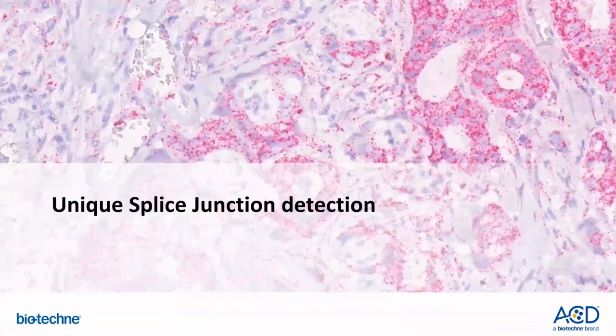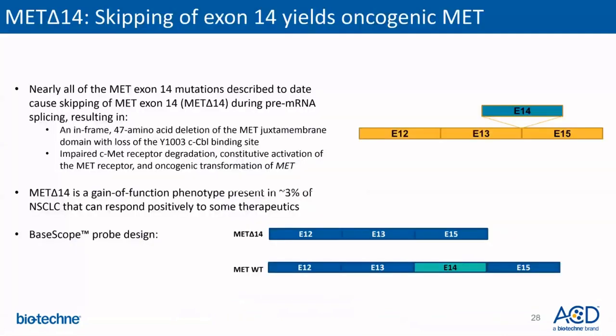The BaseScope Duplex Assay, as I said, can also be used for unique splice junction detection. And here I have one such example, the detection of MET. The MET receptor goes through a lot of mutations. There have been a lot of reported mutations of the MET receptor, most of which involve the deletion of exon 14. So what it creates is the MET exon 14 delta transcript. Using our BaseScope probe design, we have tried to detect the unique exon junction, the exon 13 to exon 15 junction that is created only in the deleted transcript, and the exon 14 to 15 junction that is present in the wild type transcript.